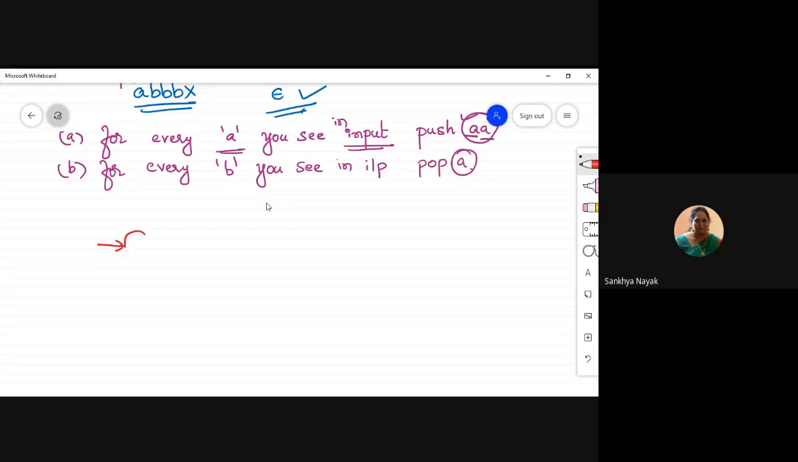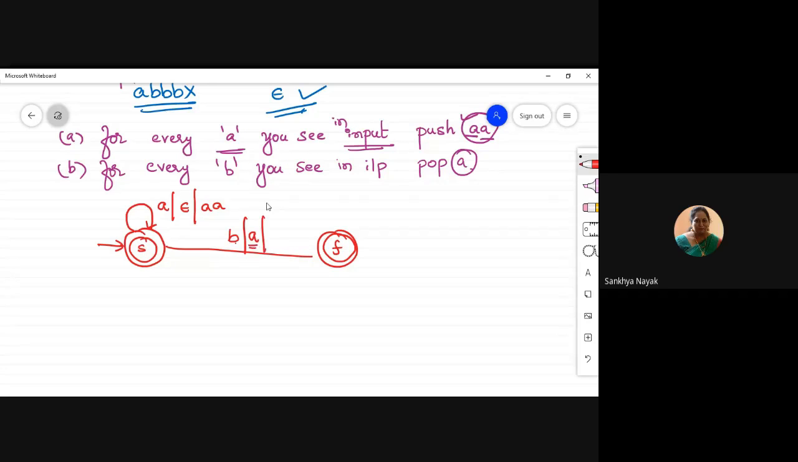So as I said, starting state I'll make it as a final state. Why? Because nothing also should be accepted. The next thing I told in the logic is for every A you see, doesn't matter what is there in the stack, you push 2 A's. And on getting a B, I make a transition to final state. Why? Because after B, I should not get A. So I'm keeping A towards the left. And for every B, if there is A inside the stack, I'm going to pop it. Once you saw one B, it's always popping, for every A you pop it.